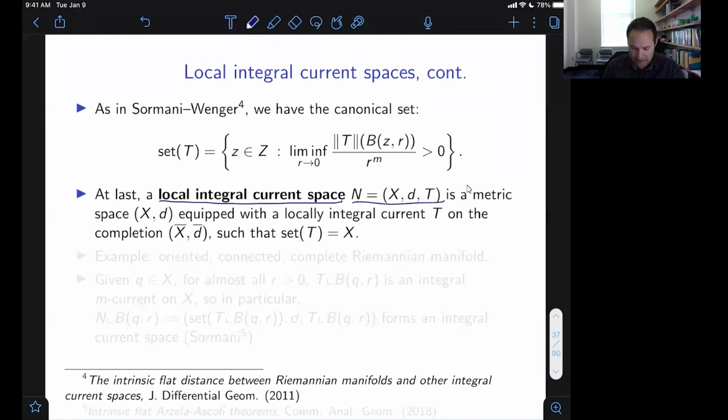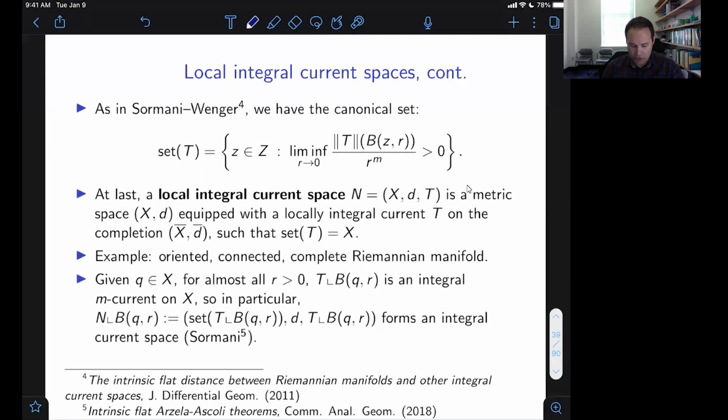So a good example of this, if you're more differential geometrically inclined, your fallback example is a Riemannian manifold. So a complete Riemannian manifold, connected so you get a distance function, oriented so you can use integration to define your T. These will give examples of local integral current spaces. If you restrict one of these local spaces to balls, then at almost every radius it will have finite mass and it'll form an integral current space. This follows from a result of Sormani, which uses a slicing theorem.